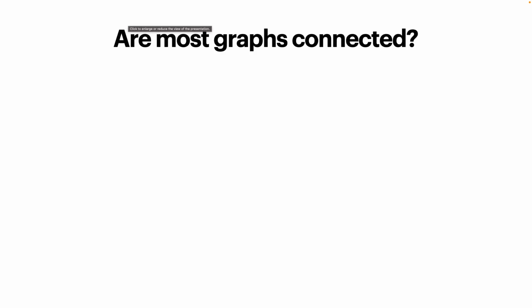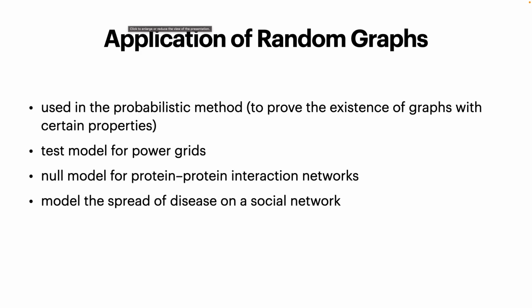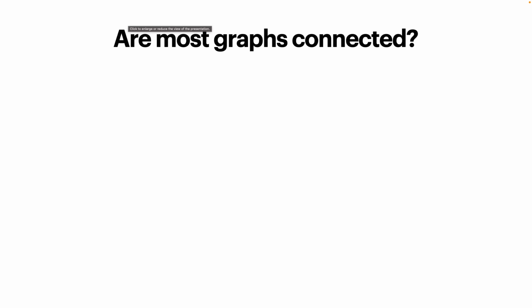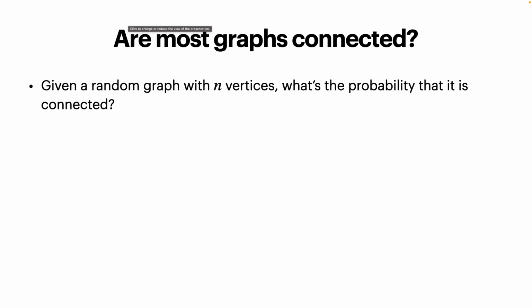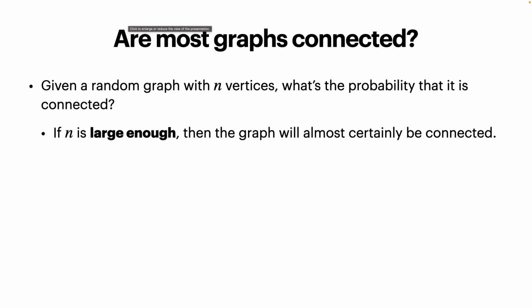After these introductions, we will delve into the properties of random graphs. A crucial property of graphs is connectivity. A graph is connected if there's a path from any vertex to any other vertex. Given a random graph with n vertices, we are curious about the probability that it is connected. If n is large enough, it turns out that the graph will almost certainly be connected.